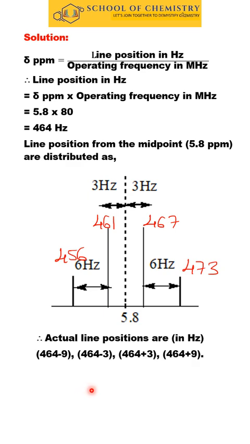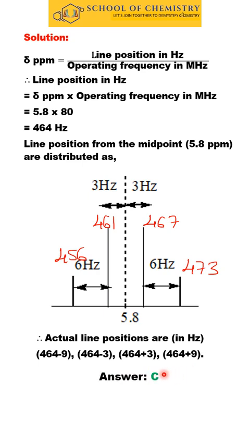Again, we can directly calculate it. Starting from 464, the outermost point will be 464 minus 9, because here it is 3 hertz and here it is 6 hertz, so totally it will be 464 minus 9. So this line will be 464 minus 3, this line will be 464 plus 3, and this line will be 464 plus 9. So the correct answer is answer C.